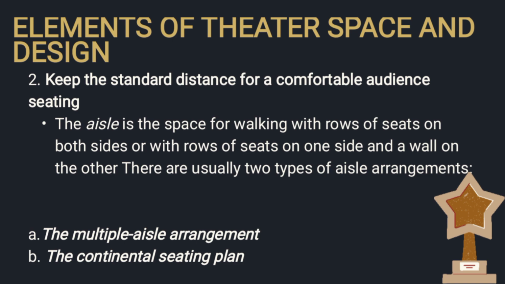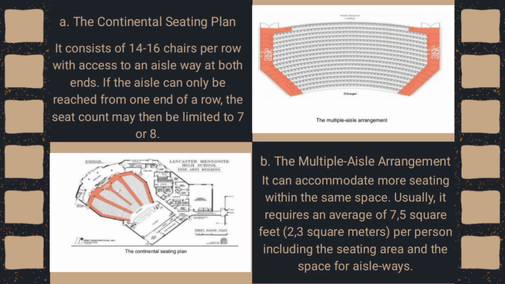For example, in theater plays, there are times when lights are off and the room is dimly lit. The edges of those aisles are marked with a row of small lights to ensure that everything and everyone walks fine. There are two types of aisle arrangements. First, we have the multiple aisle arrangement and the continental seating plan.